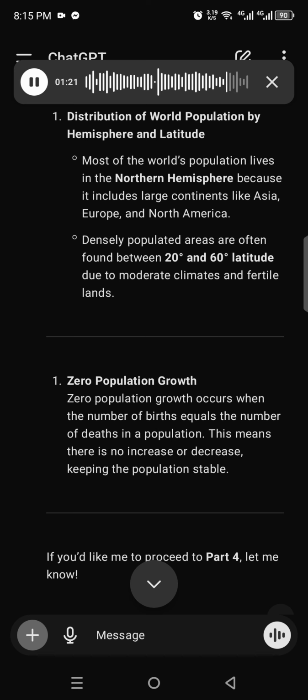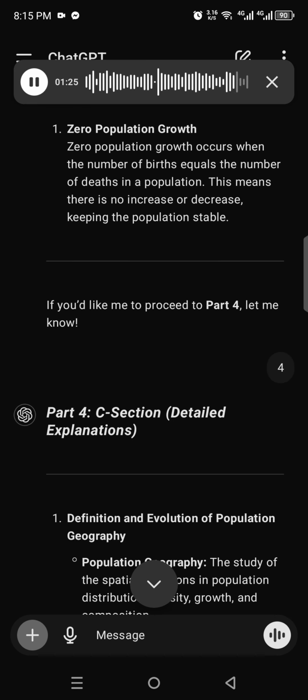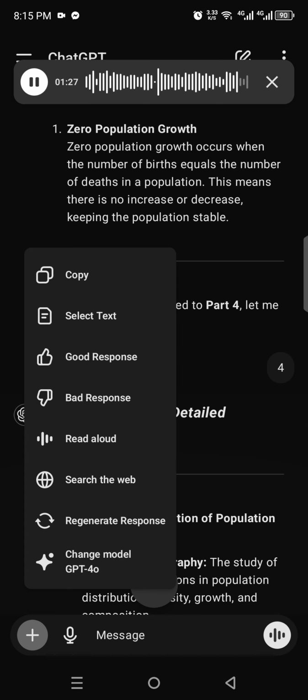5. Zero population growth. Zero population growth occurs when the number of births equals the number of deaths in a population. This means there is no increase or decrease, keeping the population stable.